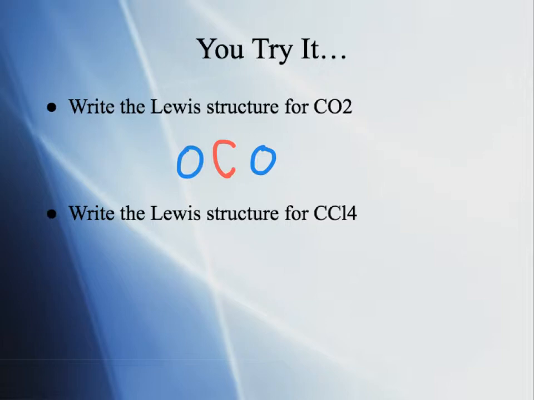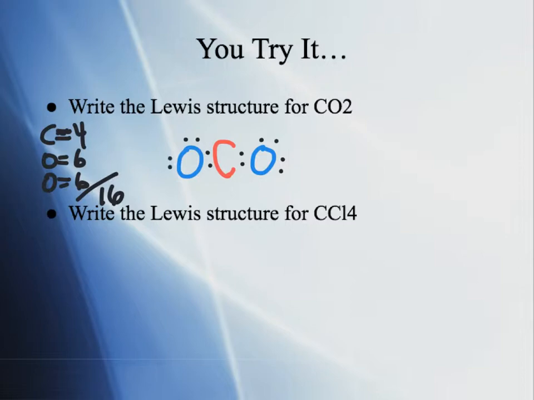Okay, second step, let's take a look at how many valence electrons we have total. So we've got carbon that has 4 valence electrons, oxygen that has 6, and the other oxygen that has 6. So altogether, we have 16 dots that we're going to do. Okay, so let's start distributing 1, 2, 3, 4, and then maybe we'll do 5, 6, 7, 8, 9, 10, 11, 12, 13, 14, 15, 16.